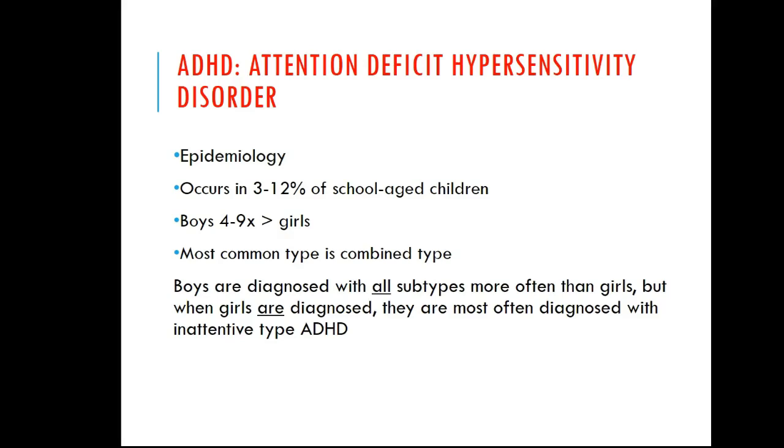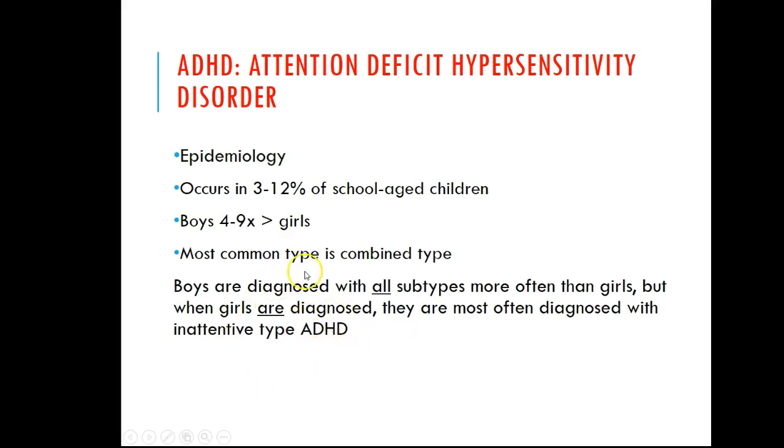Now we're going to go ahead and look at ADHD, which is the attention deficit hyperactivity disorder. As far as epidemiology is concerned, you do see it occurring more commonly in school-age children, so statistically speaking, about a 3 to 12% incidence rate. There's also variation in gender, so it occurs more commonly in boys, about 4 to 9 times more commonly than girls. And the most commonly diagnosed type is the combined type of ADHD.